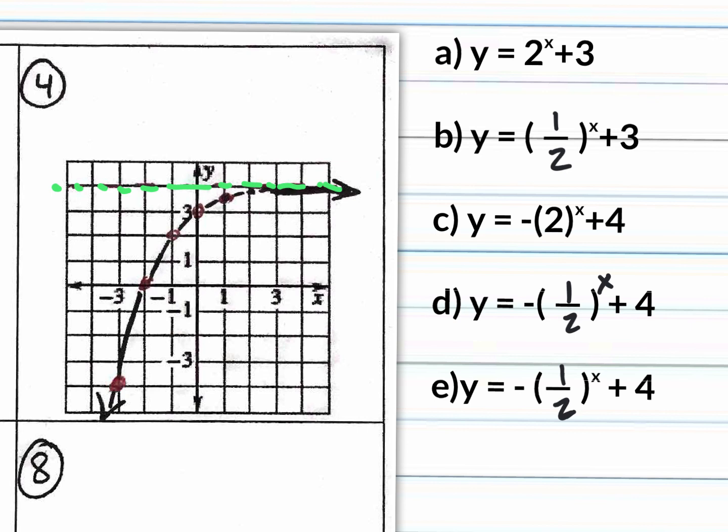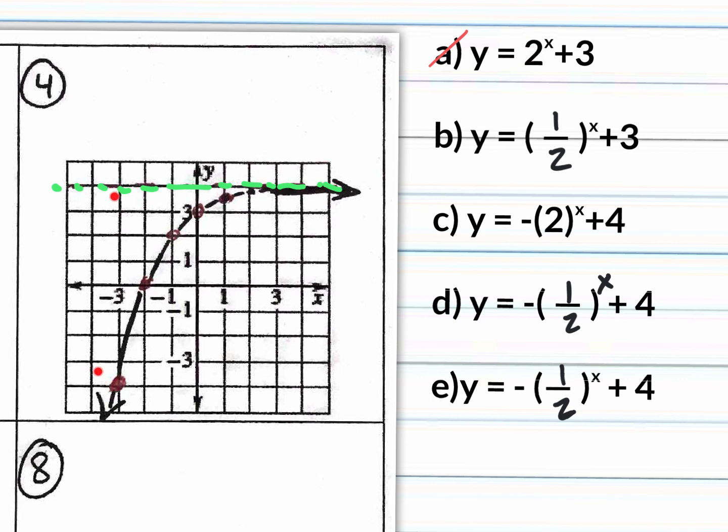Could it be the first one? Well, what's the K value? 3. That must mean that my asymptote is at 3. Is my green line, my asymptote, at 3? No, it's at 4. So that automatically eliminates A. Make sense? Option A. Not only that, guys, this one's a growth function because the base is greater than 1.